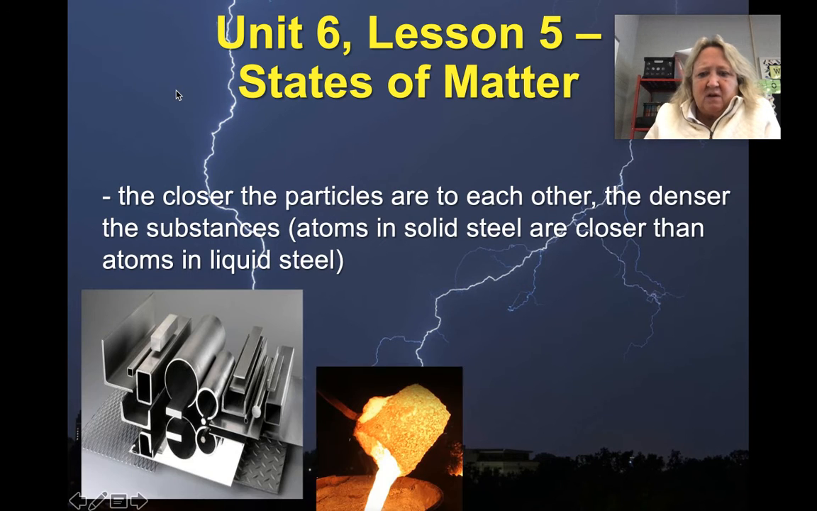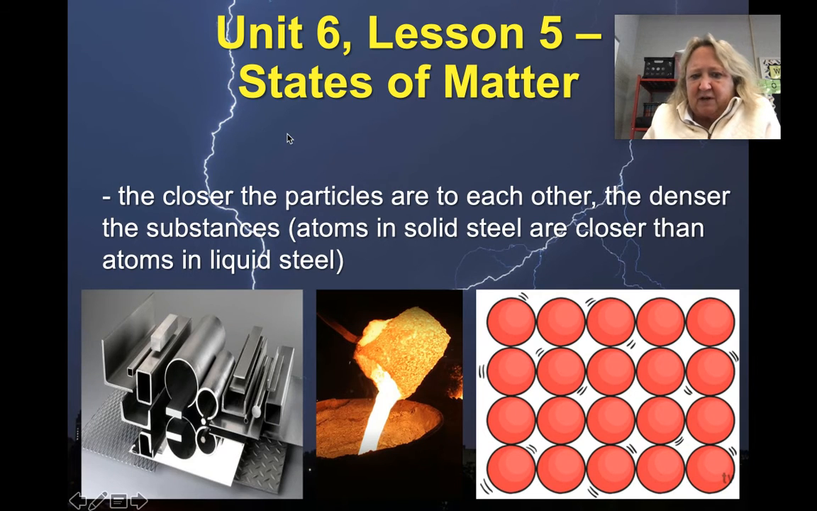Okay. So the closer the particles are to each other, the denser they are. So it says here, atoms in solid steel are closer than in liquid steel. Okay, and that's why they're a solid.